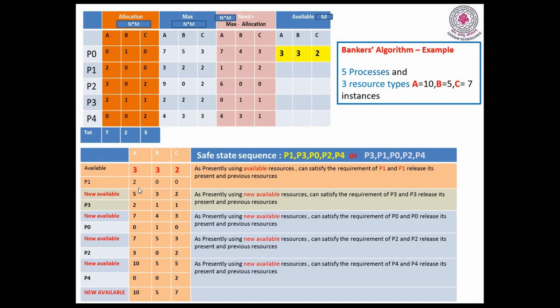So as of now presently available 532 and P3 previously allocated, look here 2, 1, 1. So presently available plus P3 previously allocated: 5 plus 2, 7, 3 plus 1, 4, 2 plus 1, 3. So this is new available. Now 743 really available.